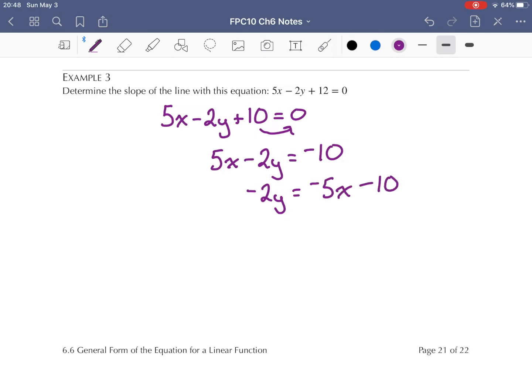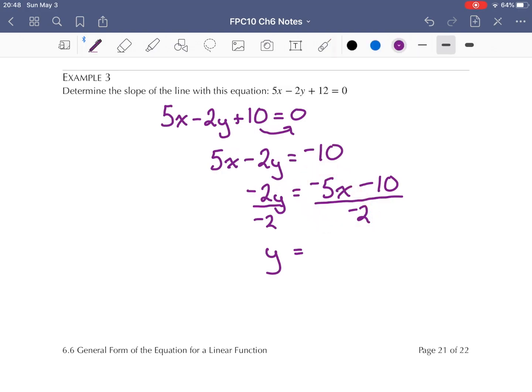Now I take my 5x over to the other side. So negative 2y is equal to negative 5x minus 12. I just subtracted 5x from both sides. Almost done here. I've almost got y isolated to get us into y equals mx plus b. I just divide everything by negative 2. Divide everything on this side by negative 2.